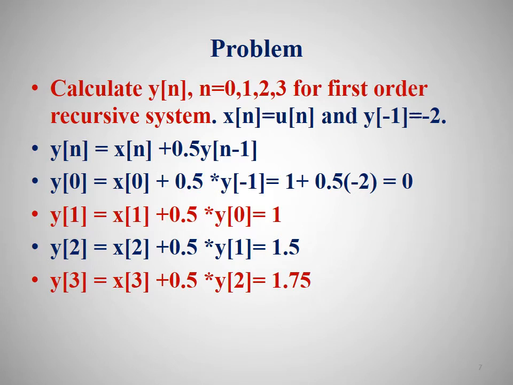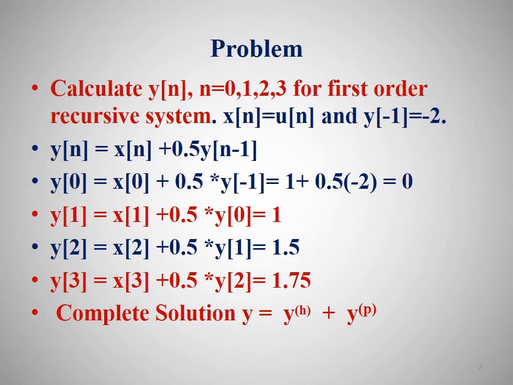What about y of 3? In a similar way, y of 3 is going to be equal to x of 3 plus 0.5 into y of 2, which is going to be equal to 1.75. Hence, generally the complete solution of a system is represented in two terms. The complete solution y is given by y of h plus y of p, where h represents the homogeneous solution and p represents the particular solution.